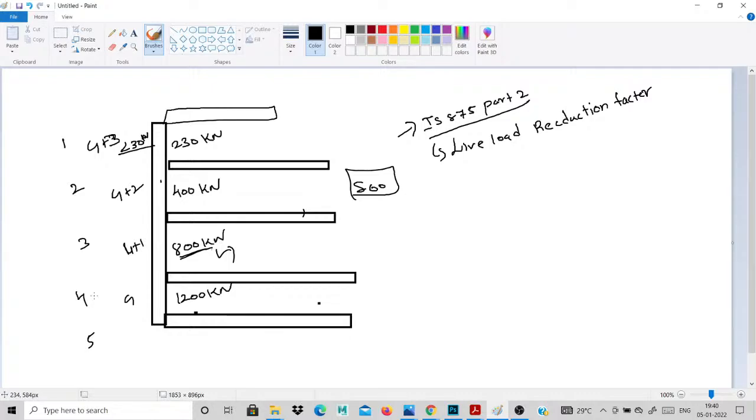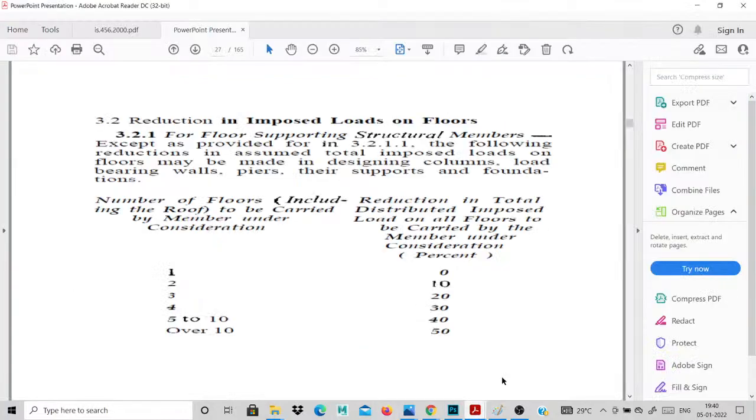Then how much percentage will be reduced on your first floor? This floor is 0. Then on the second floor you reduce 10 percentage. Then third floor, I show the table. This is our reduction table for your compression load. You reduce the compression load only, not the beam load or slab load. It's reduced only for compression load. See, this is as per IS 875 part 2. Its table is given in IS 875 part 2.